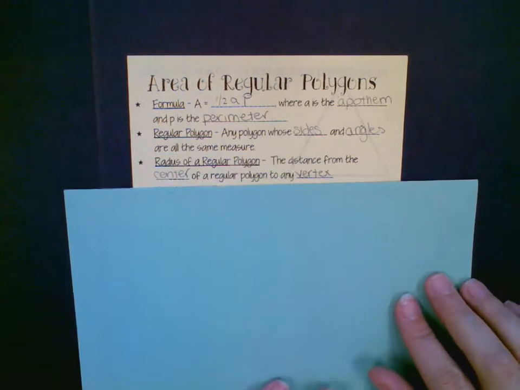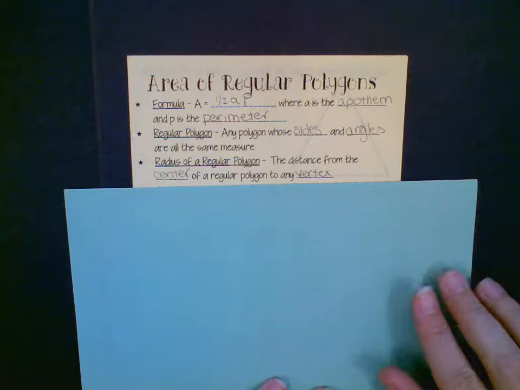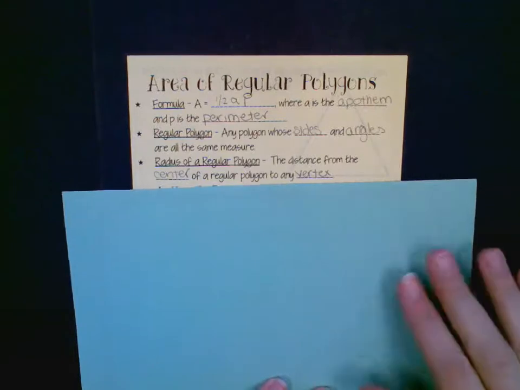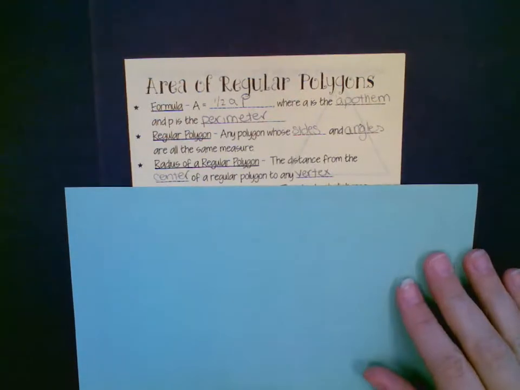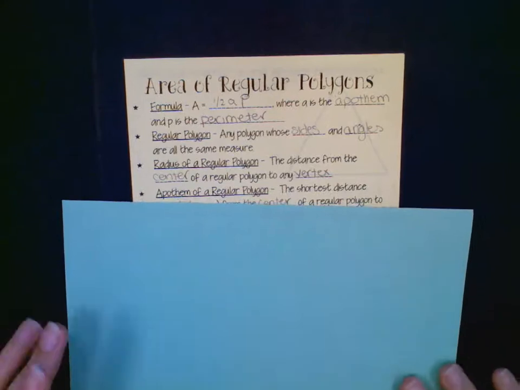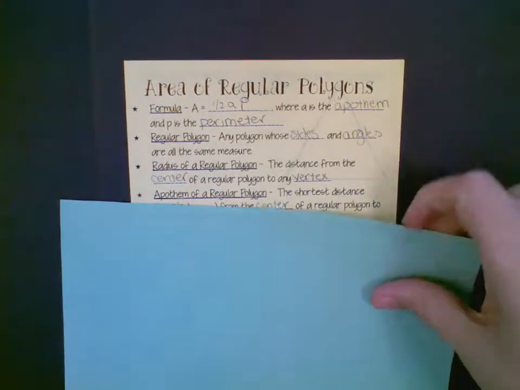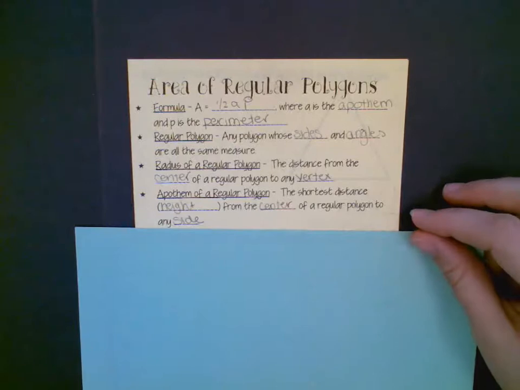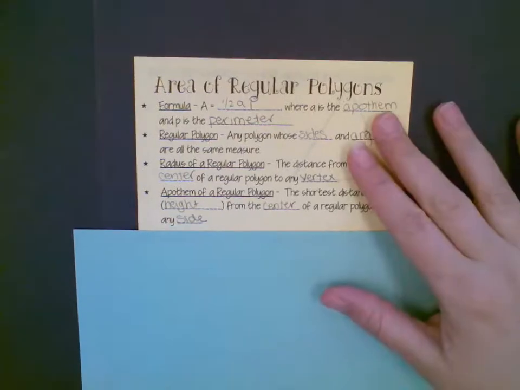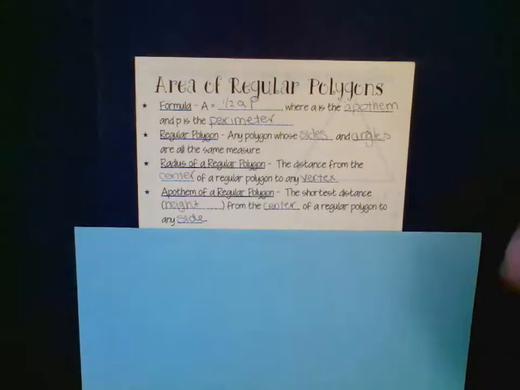We're going to talk about the radius of a polygon, and that's from the center to the vertex or a corner. And then the apothem is like the height. So it goes from the center to any side. So remember, it's going to have to be perpendicular because that's what the height is.